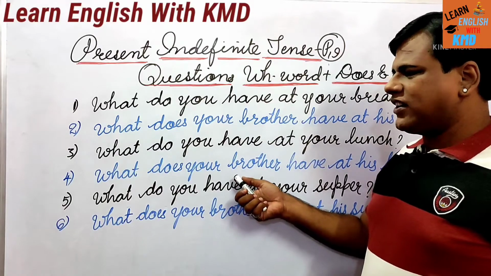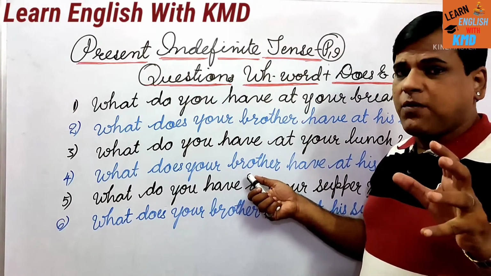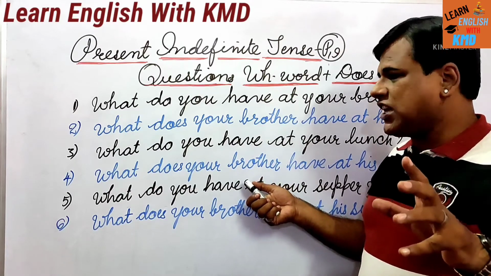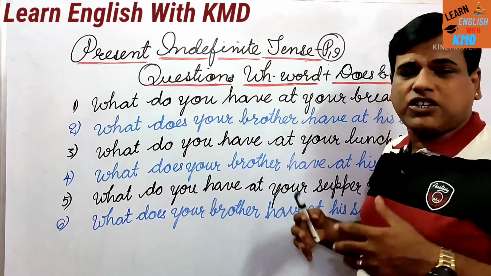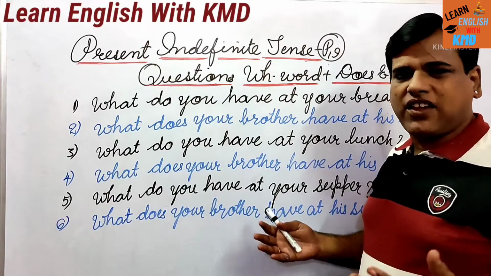Let's talk about the next question. What does your brother have at his lunch? Remember, I am talking about your brother. I'm talking about third person singular. The helping verb I'm using in my question is does. What does your brother have at his lunch? What does your brother have at his lunch?